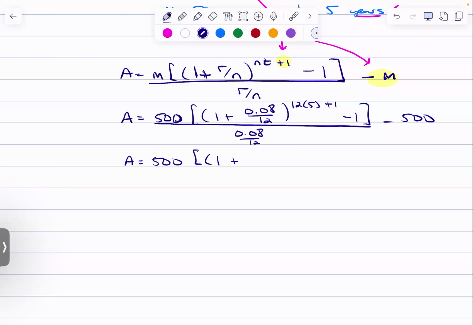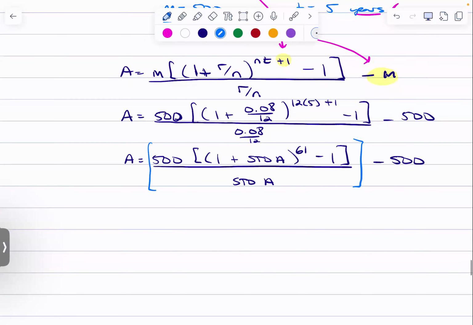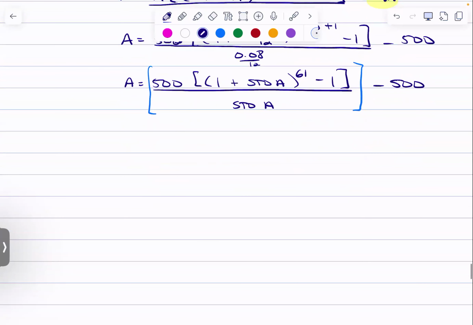500 times 1 plus the storage in A, to the power of 12 times 5 is 60 plus 1 is 61. Then minus 1 over what's stored in A. Then all that minus 500. You might find it helpful to put brackets around this and then minus the 500 just to remind yourself that you want to do that at the very, very end. Okay, now we're ready to move here.